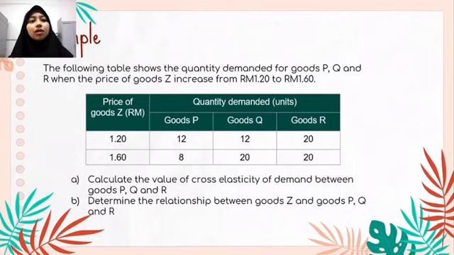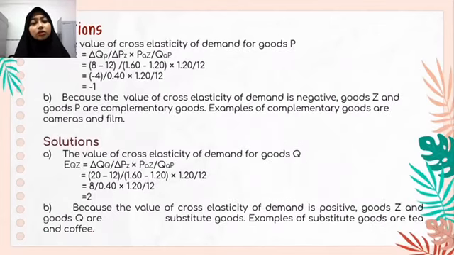This is an example of a question from cross elasticity of demand. So this is the example and solution. We have three solutions here because we have three types of goods. So that's all from me.